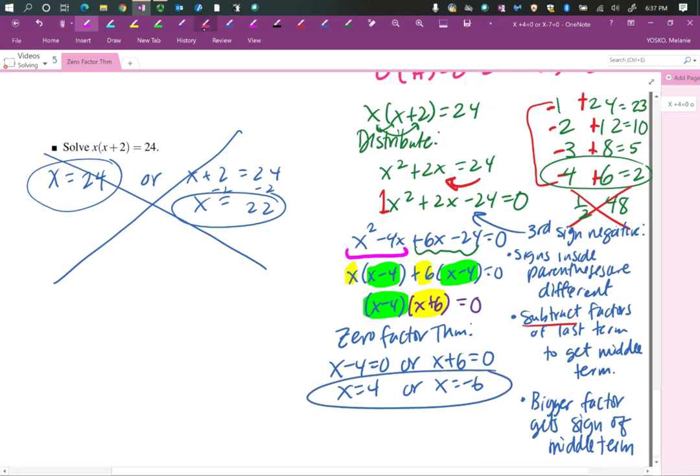4 in place of here. So you'd have 4 times 4 plus 2. Do we get 24? Let's check it. 4, well, this is a 6. So 4 times 6 is 24. That one works. Perfect. Check the other one. Negative 6 times negative 6 plus 2. Is that one equal to 24? We get a negative 6 times a negative 4. Negative times a negative gives us a positive, and 6 times 4 is 24. That one works. Does that make sense? You're not allowed to just set each piece equal to this number unless the number is 0. Okay? Otherwise, you move everything to one side, and you factor, and then use the zero factor theorem.